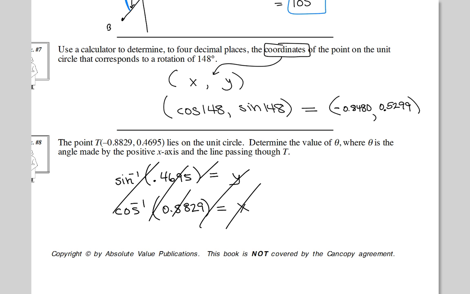This is gibberish. You just need to do one of them. It doesn't matter which one you do. But if you go with the 8829, you have to use cos. If you go with the 4695, you have to use sine. So I'll just pick the sine, second function sine, 0.4695. This is going to give you the reference angle. And then once you have that reference angle, you can go ahead and use the CAST rule. The first coordinate's negative and the second coordinate's positive.